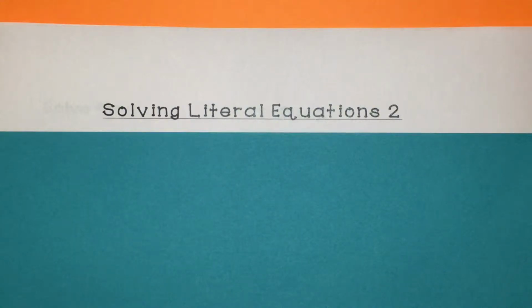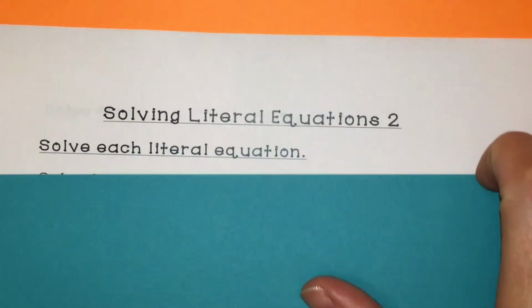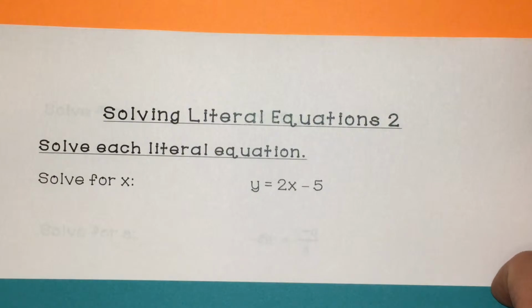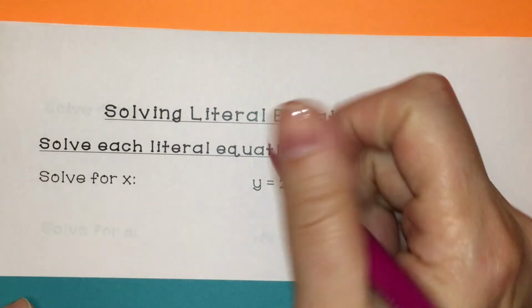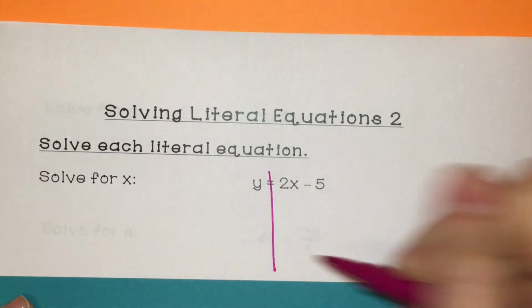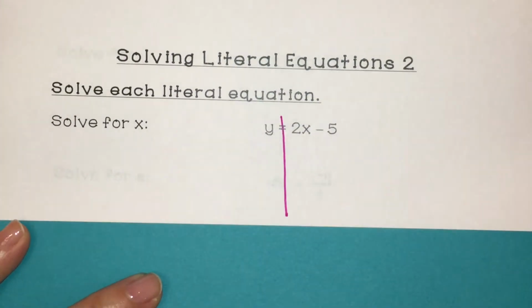In this video, we're going to solve slightly more complex literal equations. So we're going to solve for a specific variable. Okay, in the first one, we're going to solve for x. So to get x on one side of the equal sign all by itself, we're always going to want to move everything else to the other side.